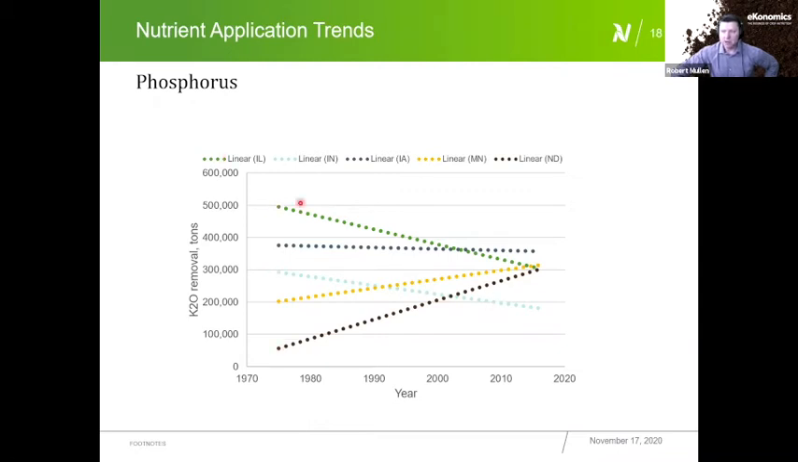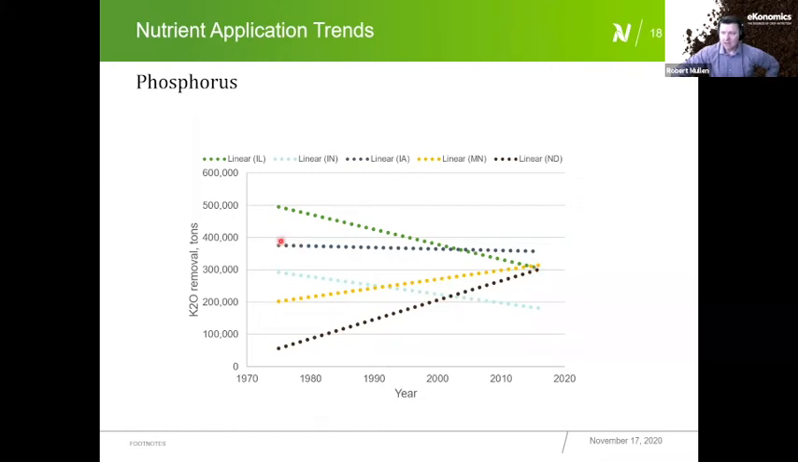But as you look at Illinois, dang it, I always forget to change a unit. That shouldn't be removal. That should actually be K2O. Actually, it should be phosphorus application. This is what happens when you start copying and pasting slides. You end up forgetting to change some of the units. This is phosphorus. We were supplying 500,000 tons of phosphorus back in the mid 70s. And now we're down to about 300,000.